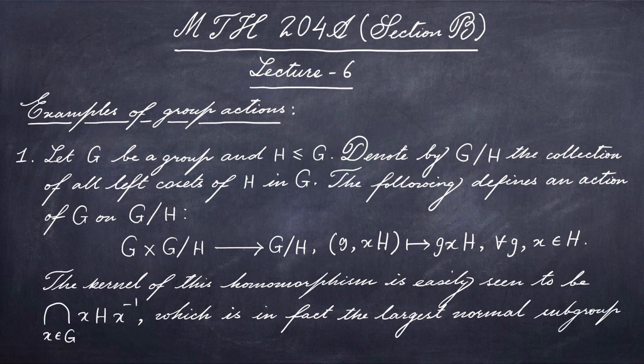Let G be a group and H be a subgroup of G. By this notation, we denote the set of all left cosets of H in G. We are now going to see a natural action of the group G on this set. Namely, the following: for a group element g and a coset xH, this pair is going to be sent to the coset of the group element gx. It's easy to see that the kernel of this homomorphism is this subgroup of G, which is in fact the largest normal subgroup of G contained inside the given subgroup H.